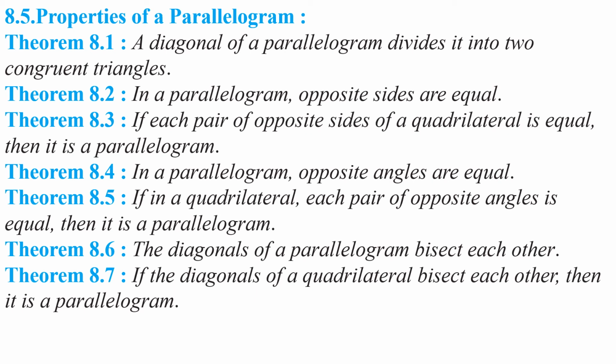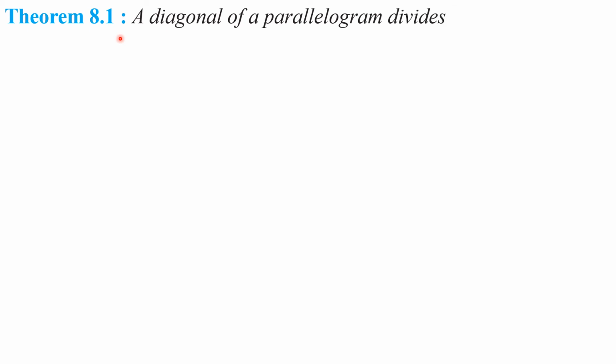Okay, my children. Right. As I said, the proof of theorem 8.1 is important. That is why we are discussing the proof of this theorem now. What is the statement of theorem 8.1? A diagonal of a parallelogram divides it into 2 congruent triangles. This is the statement of theorem 8.1. We are going to prove this theorem. Okay, my children. Right.